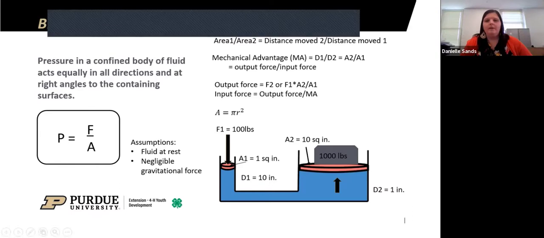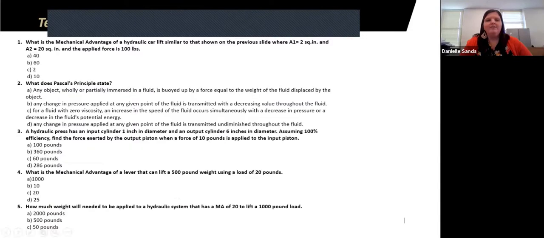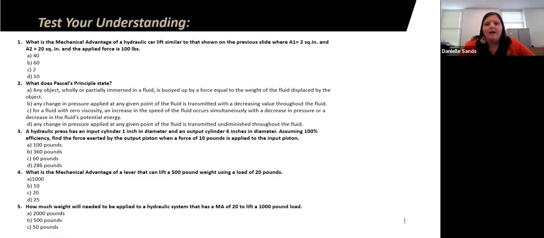All right. We're going to move on. So we have a few questions here we're going to answer. So the first one, we're going to figure out the mechanical advantage of a hydraulic car lift, similar to the one that we just showed you on the previous slide. A1 equals 2 square inches, and A2 equals 20 square inches. And the applied force or the input force is 100 pounds. So what is the mechanical advantage?